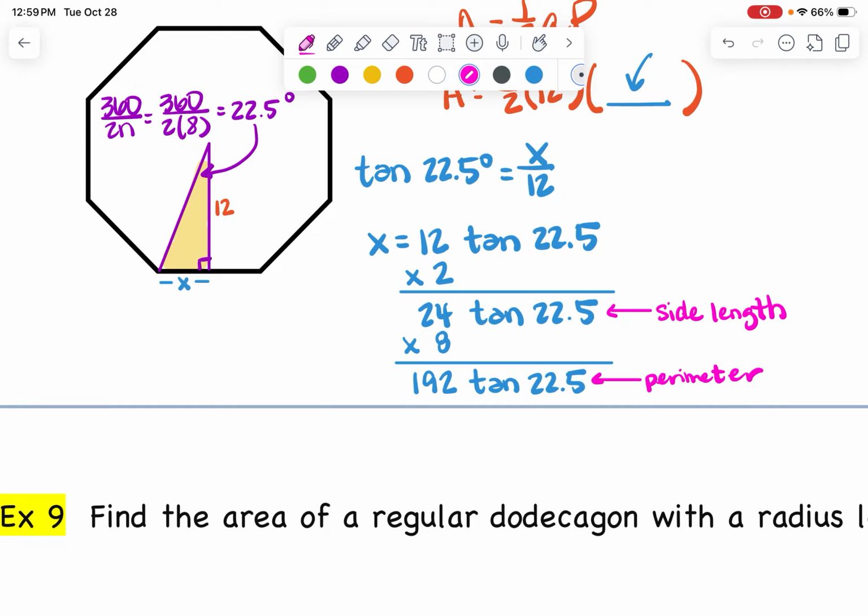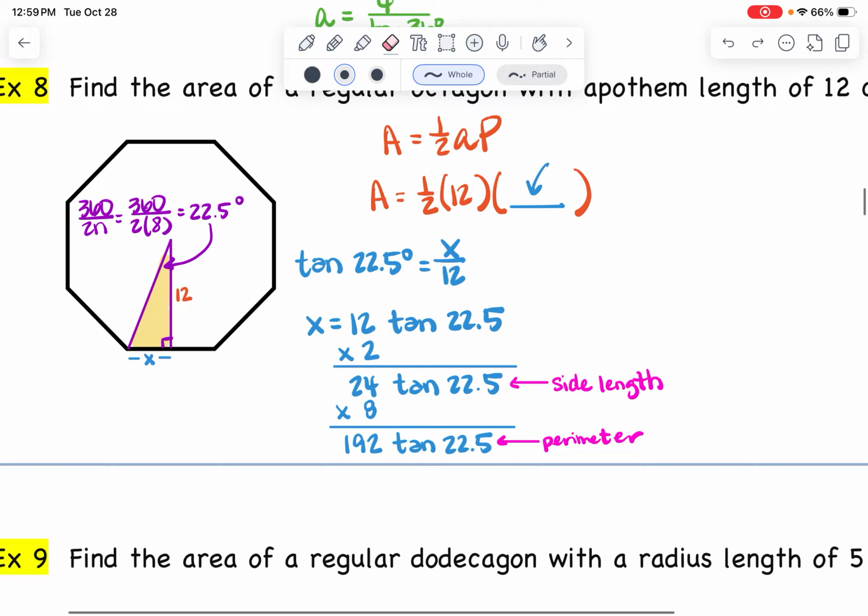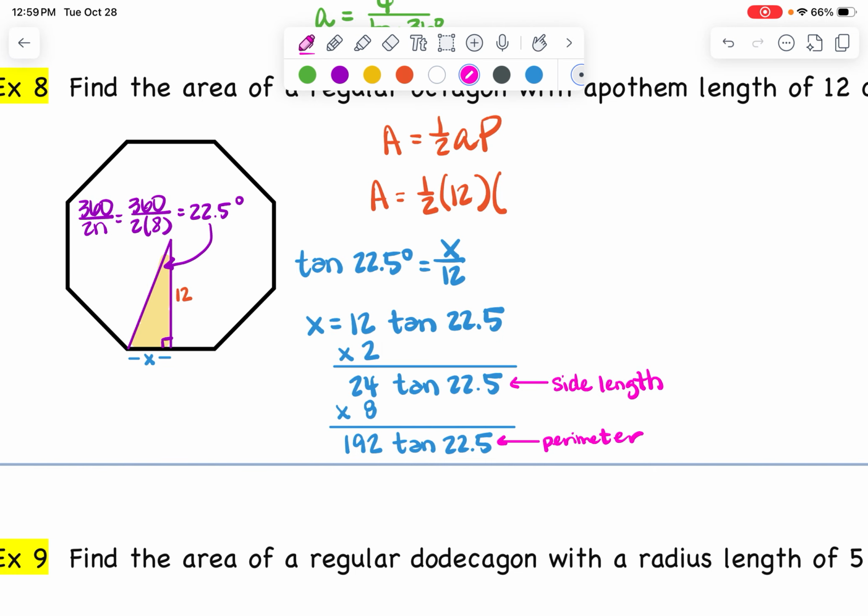So x was the half side length. I double that to find a full side length. Then I multiply by 8 to find the total perimeter. And that is the lovely number that gets inserted here: 192 tan 22.5. That is the perimeter.